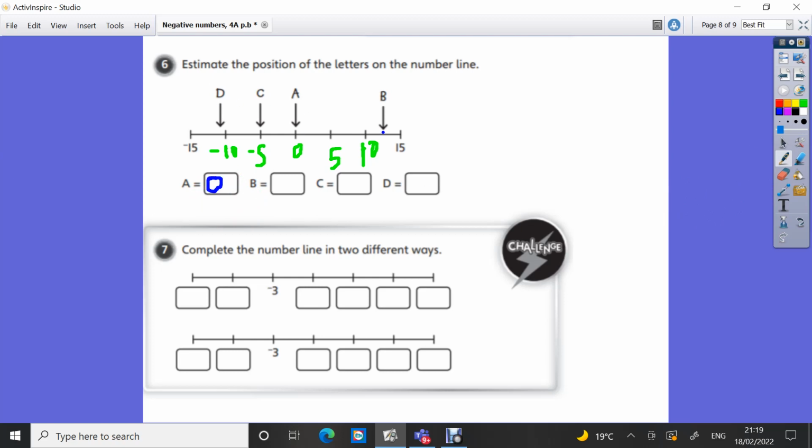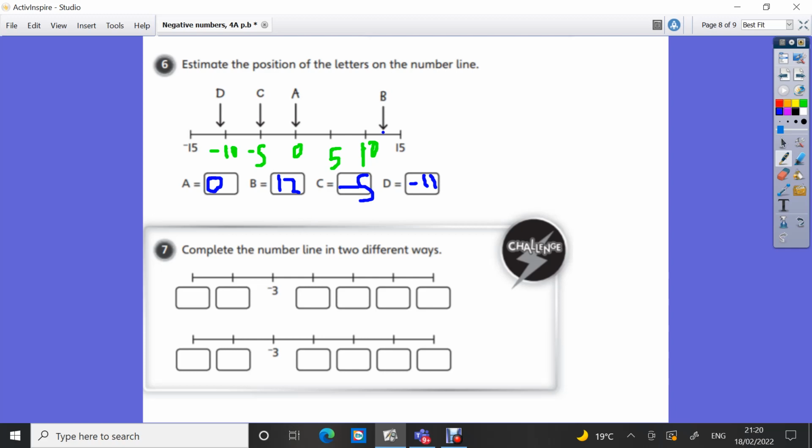So D, here is the D. D is around, let's say it's -9. Not -9, it's -11. Maybe -11 or -12, yeah, it will be -11. D will be -11 because you just have to make an estimate. Okay, just guess which is near to the correct answer. So D could be -11. B is, let's say, 12 and C is -5.